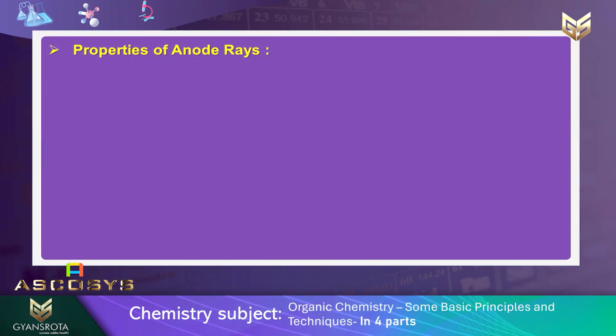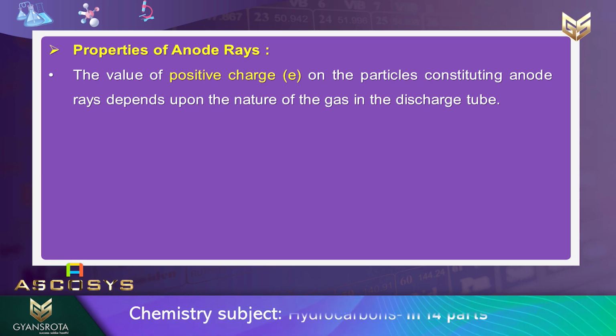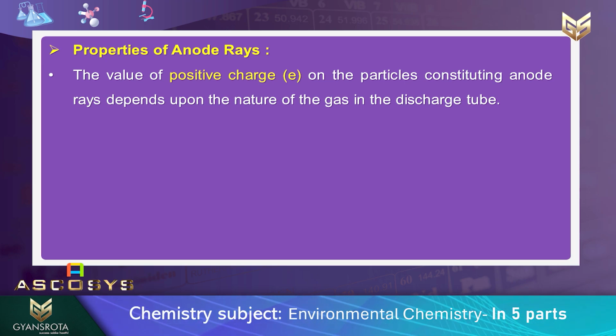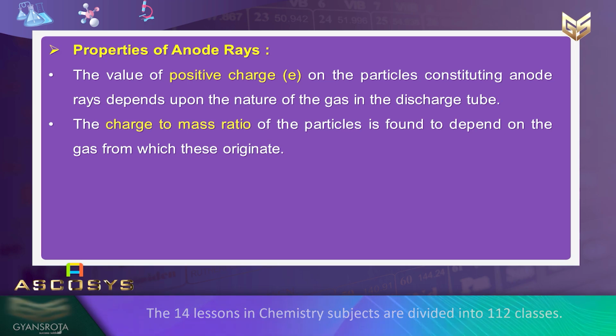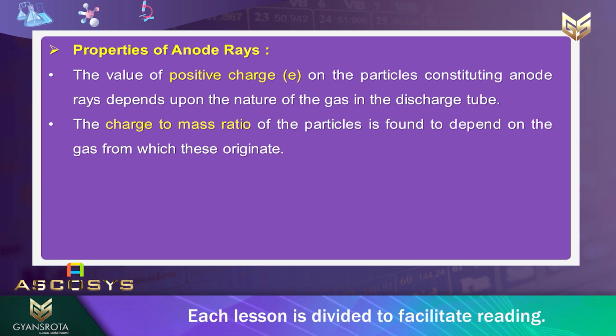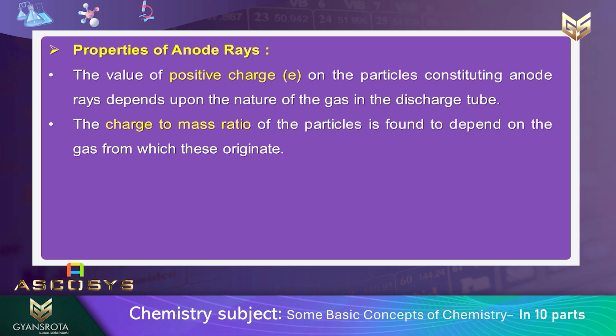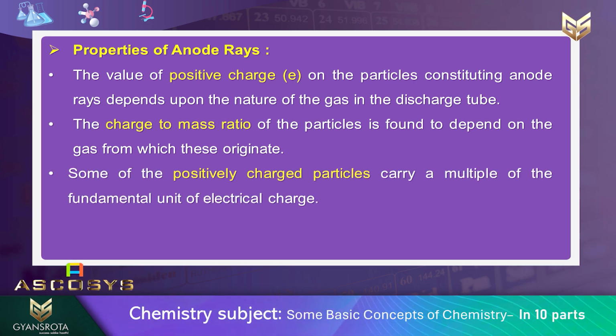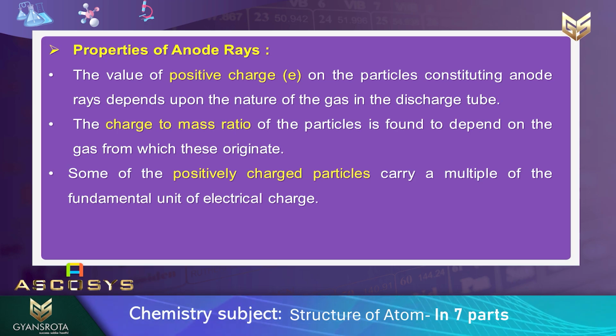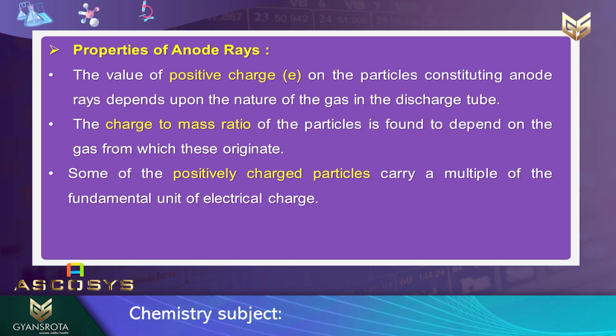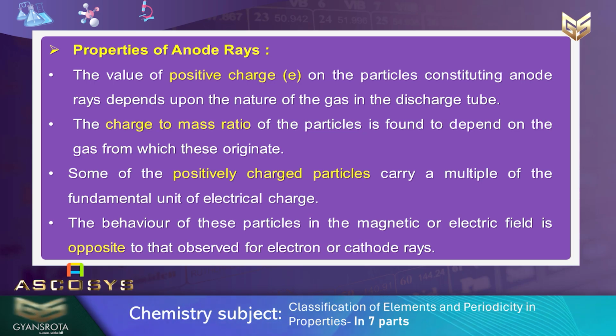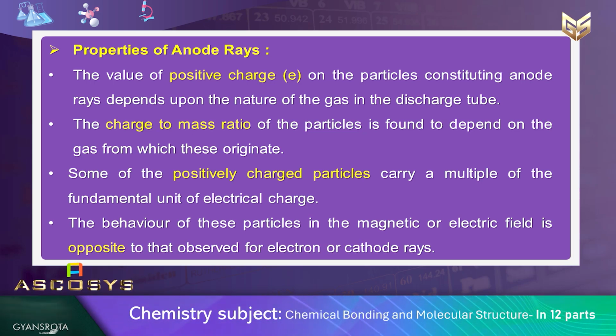Properties of the anode rays. Number 1, the value of positive charge on the particles constituting anode rays depends upon the nature of the gas in the discharge tube. Number 2, the charge to mass ratio of the particles is found to depend on the gas from which they originate. Number 3, some of the positively charged particles carry a multiple of the fundamental unit of electrical charge, and the behavior of these particles in magnetic or electric fields is opposite to that observed for electrons or cathode rays.